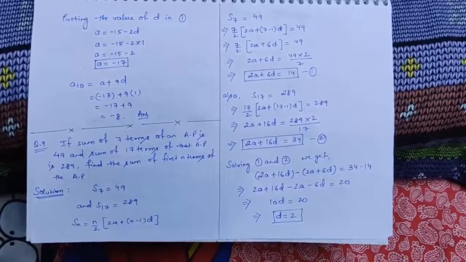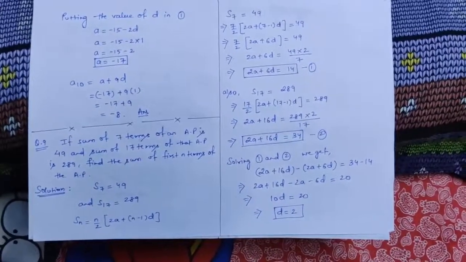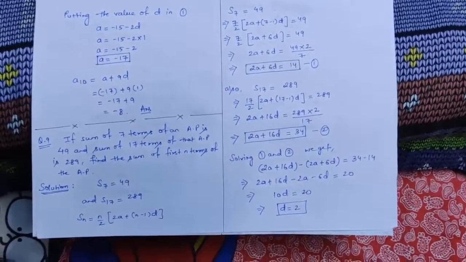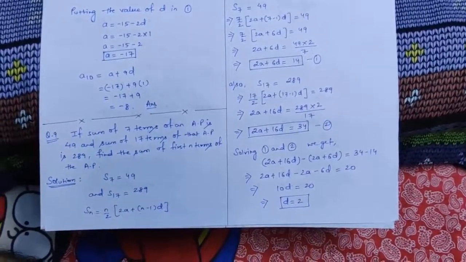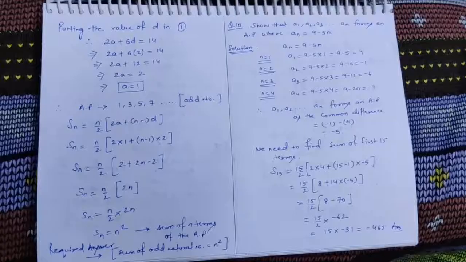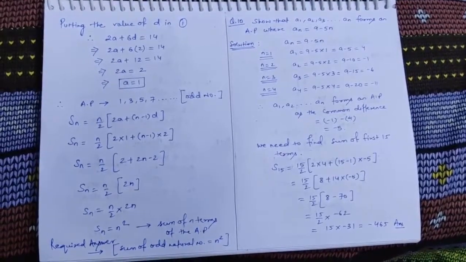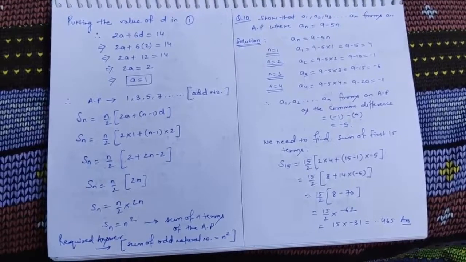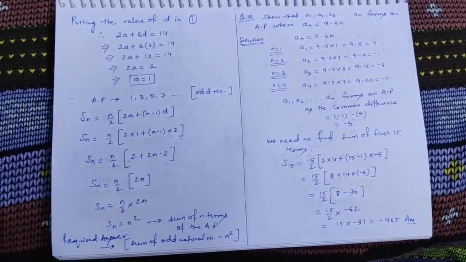Subtracting both the equations, I get 2a plus 16d minus 2a minus 6d is equal to 20. So 10d is equal to 20 and the value of d is 2. Now we have to substitute this value of d in either the first or second equation. Substituting the value of d in the first, 2a plus 6 multiplied by d, or multiplied by 2, is equal to 14. So 2a plus 12 is equal to 14.